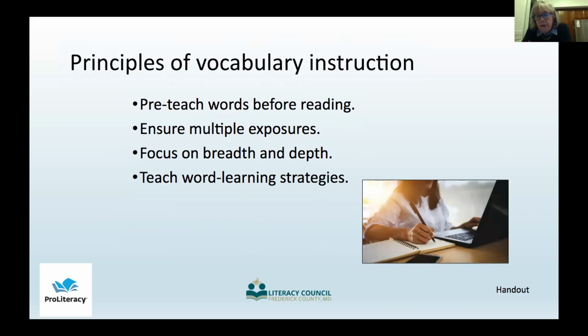Now, if you're using published materials, this will be done for you. Usually before the lesson starts, there's a page at the top, a paragraph, and it will list words in the selection that you want to pre-teach. You may have to do that yourself if you find your own text material.